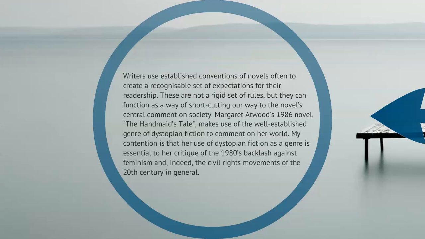Writers use established conventions of novels often to create a recognizable set of expectations for their readership. These are not a rigid set of rules, but they can function as a way of shortcutting our way to the novel's central comment on society. Margaret Atwood's 1986 novel, The Handmaid's Tale, makes use of the well-established genre of dystopian fiction to comment on her world. My contention is that her use of dystopian fiction as a genre is essential to her critique of the 1980s backlash against feminism and indeed the civil rights movements of the 20th century in general.